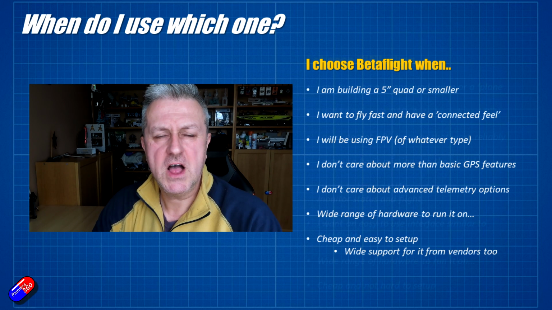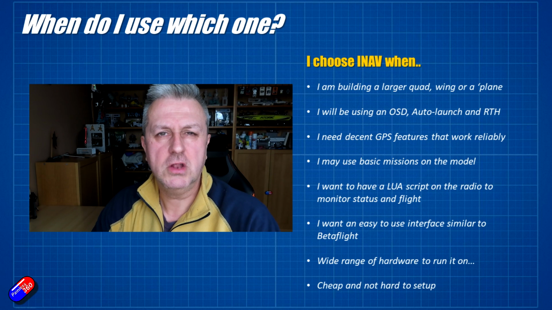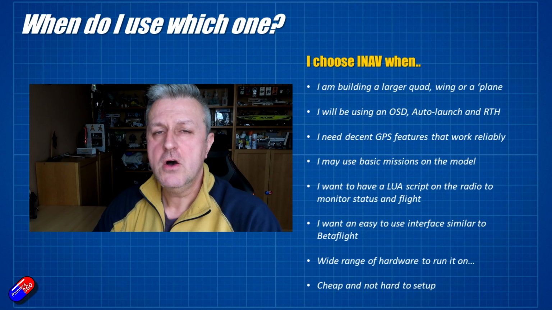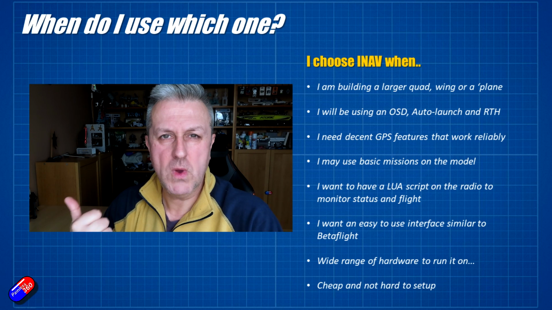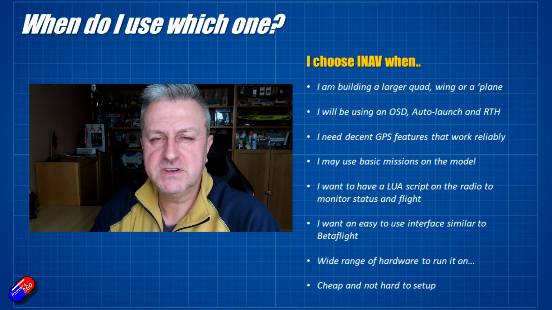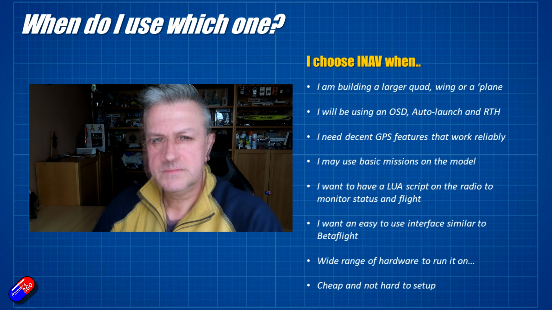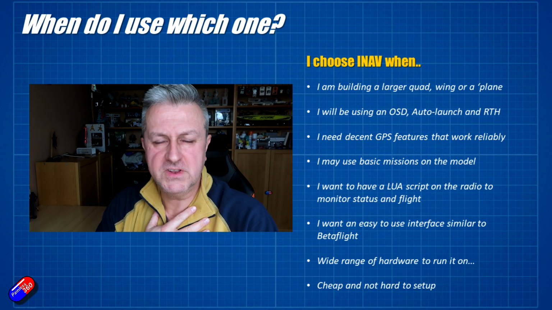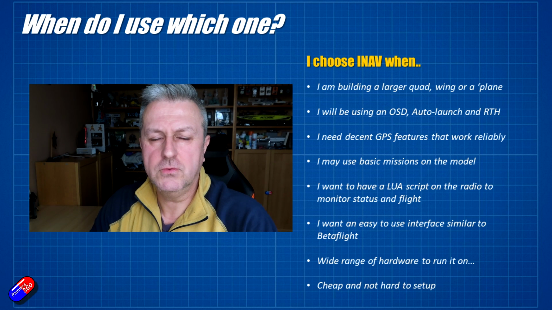In terms of choosing INAV, well, I tend to put INAV on larger quadcopters where I am going to have GPS and compass on there, or I'm going to put INAV if it's a wing or a plane, and there's lots of INAV series on the channel where I do just that. Having that GPS on the model gives me an awful lot more confidence that the thing is going to come back and work.